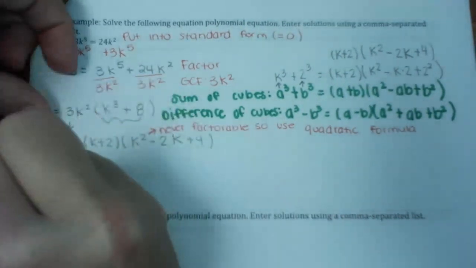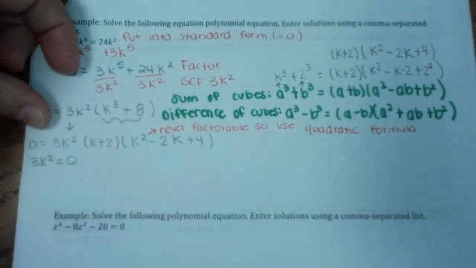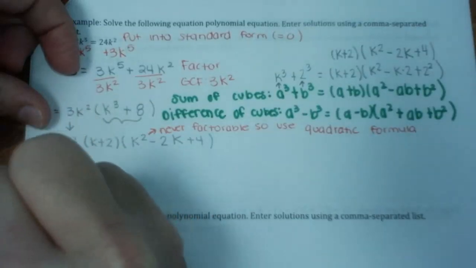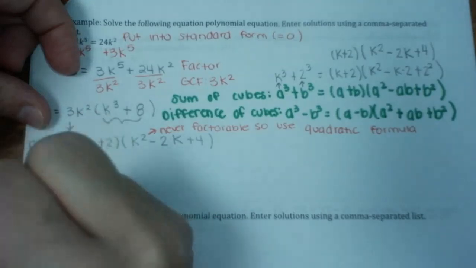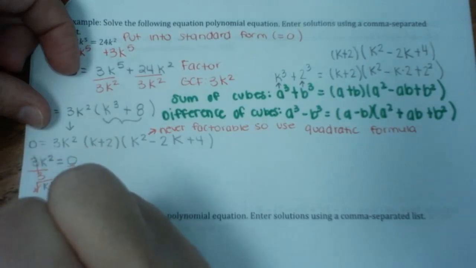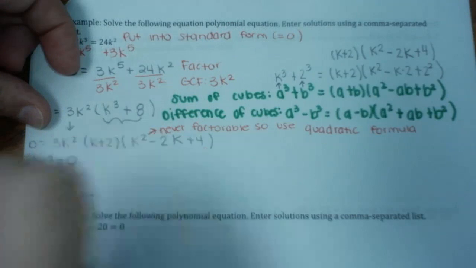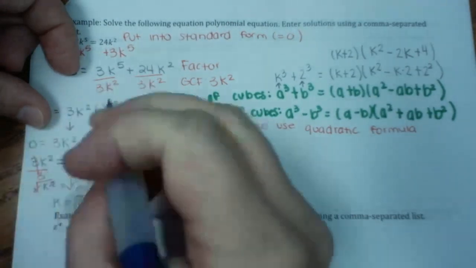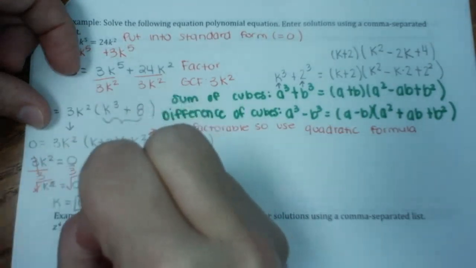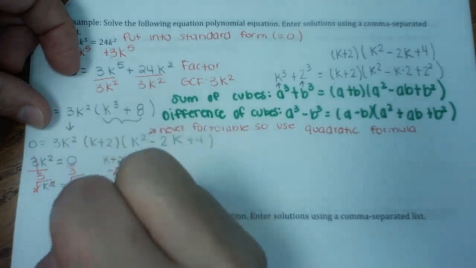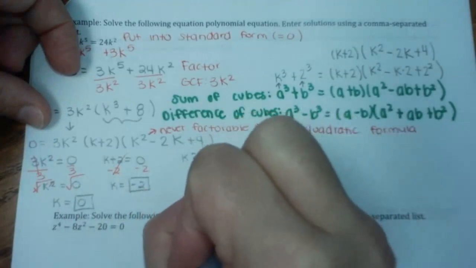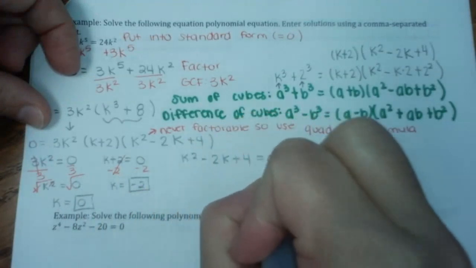All right, so before we do that, setting each factor equal to 0, 3k squared equals 0. Getting k by itself, we could divide both sides by 3. k squared equals 0. Taking the square root of both sides, those cancel. We're left with k equals 0. Then we have k plus 2 equals 0. Subtracting 2 from both sides, we're left with k equals negative 2. And then we're left over with k squared minus 2k plus 4 equals 0.